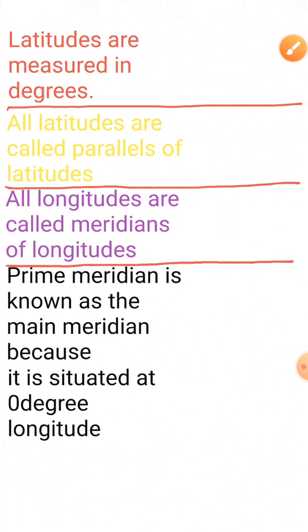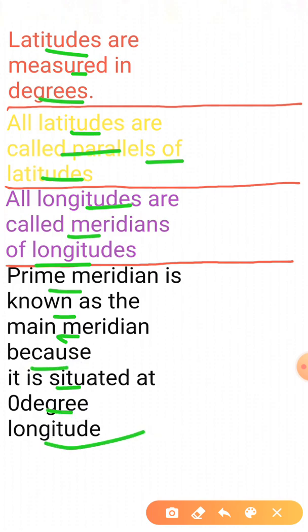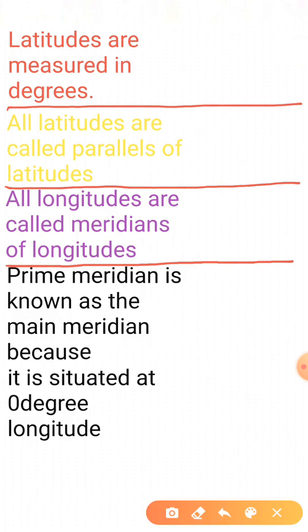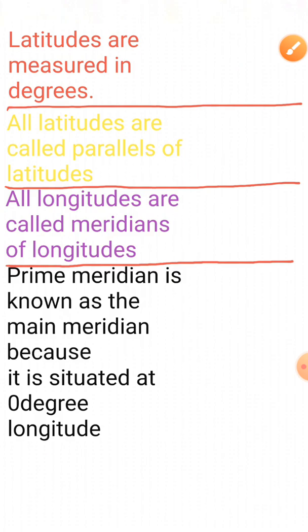So our next topic is longitudes. Latitudes are measured in degrees. All latitudes are called parallels of latitude. All longitudes are called meridians of longitude. The prime meridian is known as the main meridian because it is situated at 0 degree longitude. So friends, latitudes are given a specified name, parallels of latitude, and longitudes are also given a specified name, known as meridians of longitude.